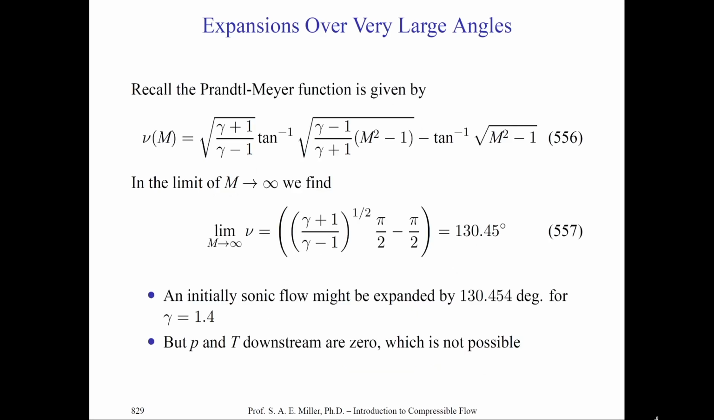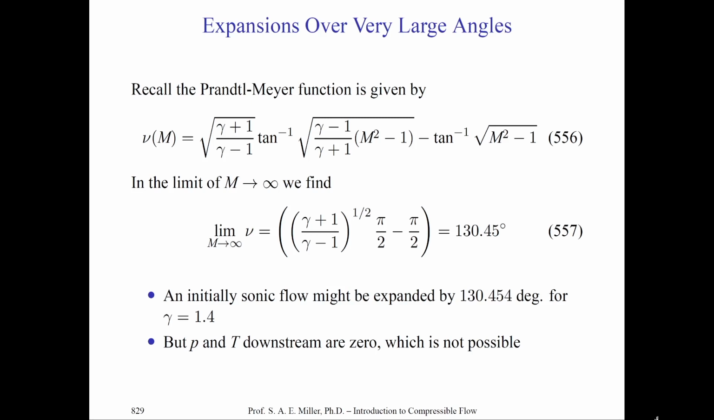Let's do the mathematical analysis through the limit. In equation 556 of the slide deck, I have shown the Prandtl-Meyer function, which we derived in the previous classes. It's, of course, nu of Mach number equals the square root of (gamma plus 1) over (gamma minus 1) times the arctan of the square root of (gamma minus 1) over (gamma plus 1) times (M squared minus 1), minus arctan of the square root of M squared minus 1. That's also in your equation sheet and tabulated in your tables.